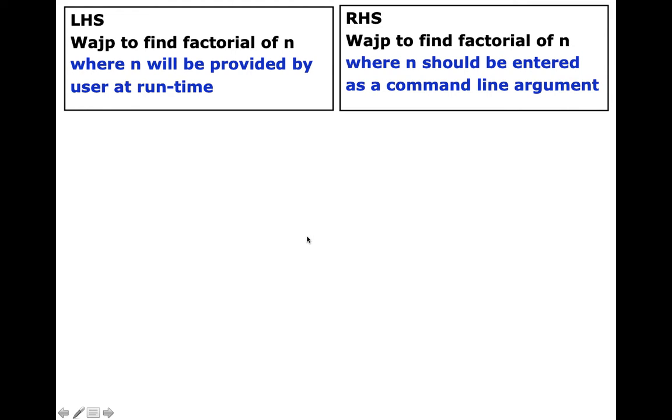Now, if you read both the questions carefully, you will realize that in both the questions, the black color is same. So the black color over here is telling you to find a factorial of n. So in both the questions, you are supposed to find a factorial of n. But the question on the left hand side says that n will be provided by the user at runtime. So what is the meaning of this, that n will be provided by the user at runtime?